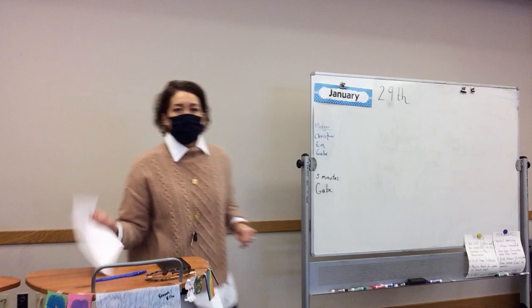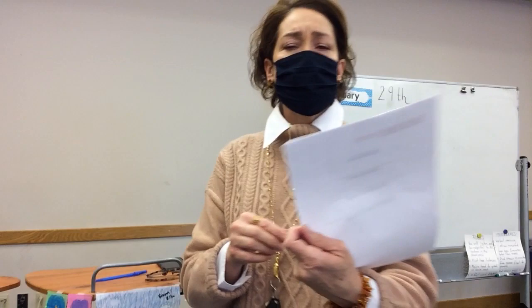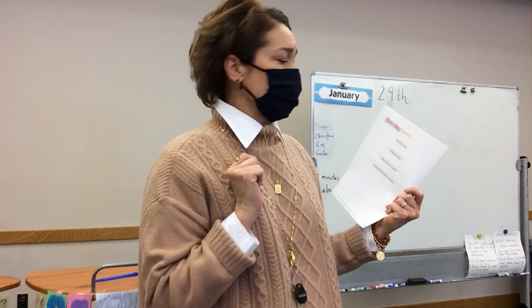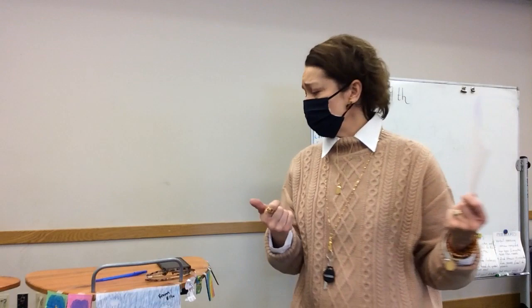We are working on this sheet that I gave you, the main idea pyramid. I gave each student three of these to represent the three paragraphs in the body of your paper. So, what is the topic? What is the concept of paragraph number one? And then we're going to fill it out. That is what we're working on now, the body of the paper about Martin Luther King Jr.